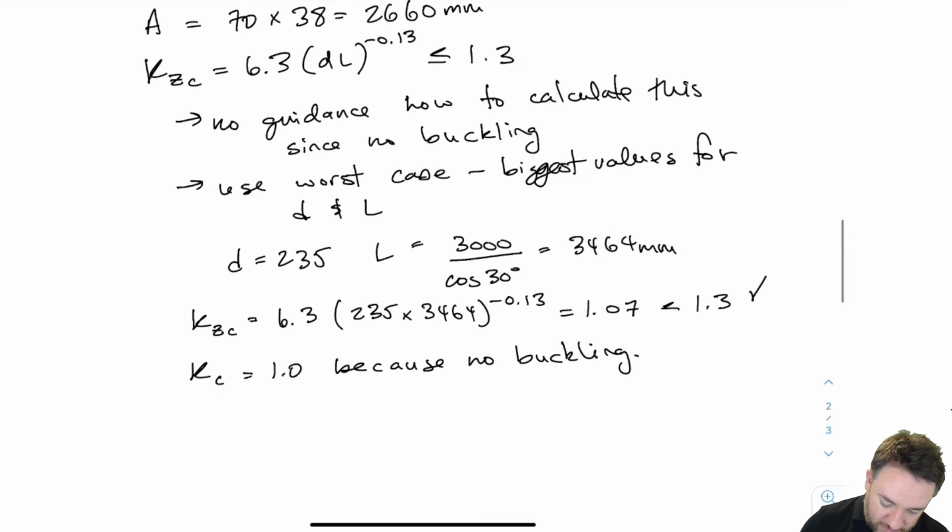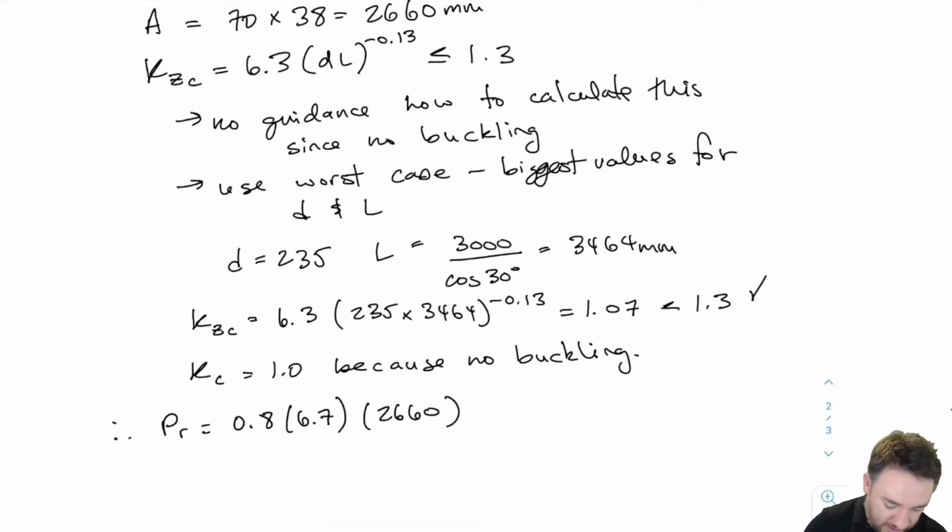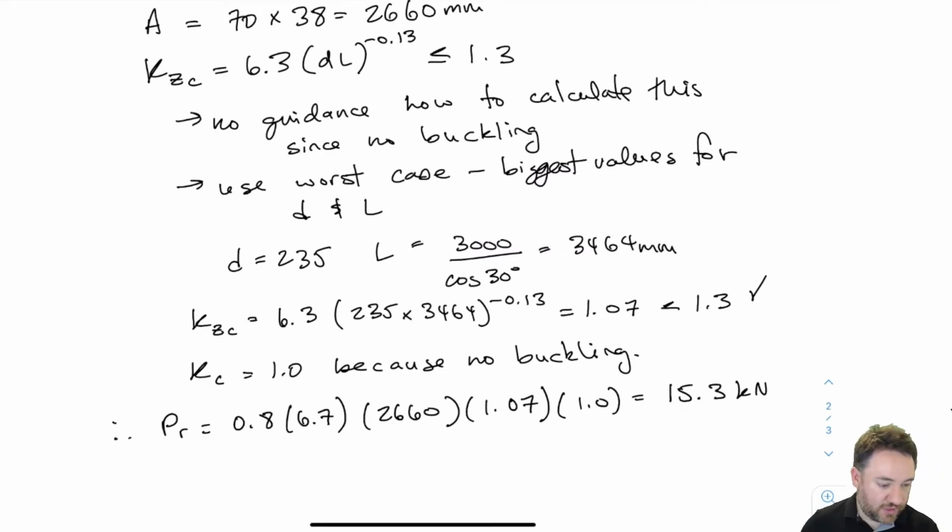Okay, and when I sub all those in, 0.8 for phi, 6.7 for my modified strength, 2660 for my area, that's the small little area that I'm applying my compression parallel to, 1.07 for my size effect, and 1.0 for my buckling, my slenderness factor, I get 15.3 kilonewtons. Okay, so that's my PR component for checking compression at an angle to grain.